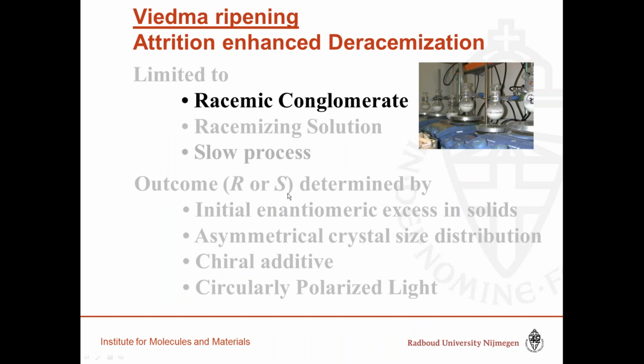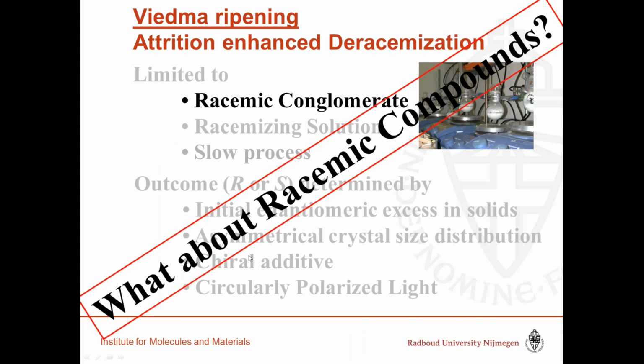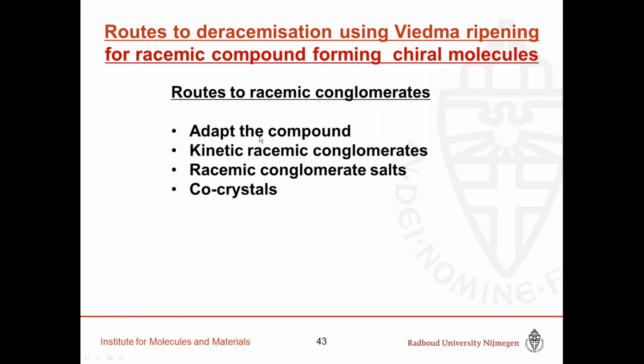Now, what to do if you have a racemic compound, and you don't have a racemic conglomerate? Then there are very many ways to circumvent this problem. You can adapt a compound. You can use kinetic racemic conglomerates, so these are metastable racemic conglomerates. You can use salts to produce racemic conglomerates, or perhaps even co-crystals.